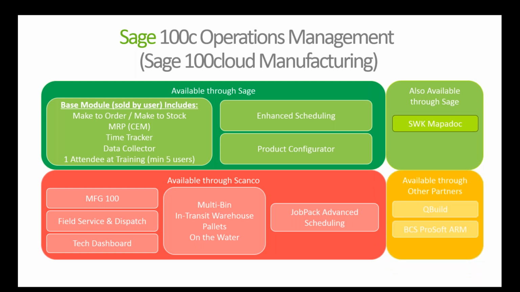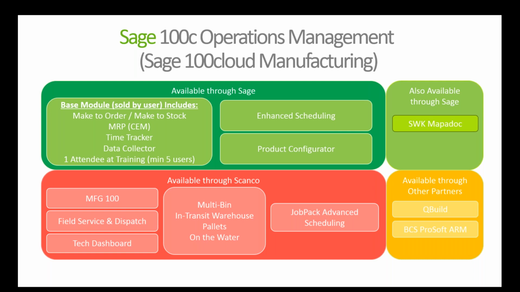The other options we have available from other partners: QBuild is an engineering tool that allows you to pull data out of a CAD system, put it into a flat file, and then we can push that data into Sage 100 into operations management. And the other thing is we've had a lot of customers that are doing both rental and manufacturing, and we do now coexist with BCS's automated rental product. Again, product update 2 for version 2018 or higher is what you need to be on for that to coexist.